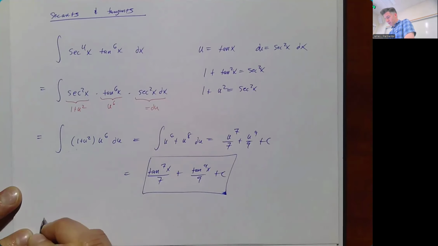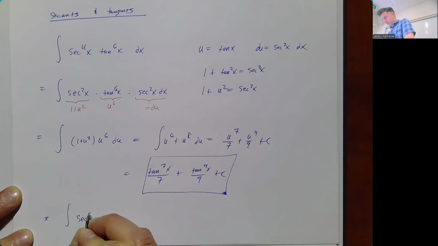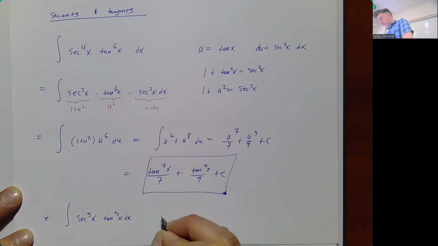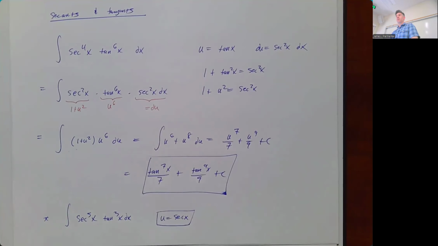We're not going to do this one, but if you had something like the integral of secant to the fifth x tangent cubed x, here you would definitely let u equal secant x, because your du will be secant times tangent. That'll take away one of those tangents as well as one of the secants, and then you'll have an even number of tangents left over, and then you can use the same trig identity.